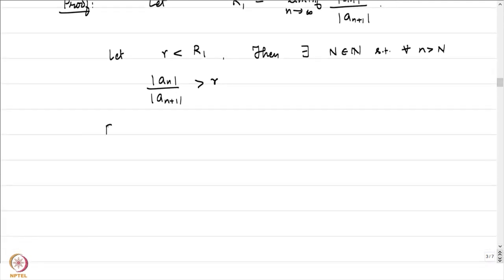Let us see now what happens for z in the disk D(z_0, r). We will show that for z in D(z_0, r), the power series necessarily converges. To do that, let us consider |a_n (z minus z_0)^n|, where n is greater than capital N, this capital N here above. Suppose we have z in D(z_0, r). Let us consider a_{n+1} and see what happens: |a_{n+1} (z minus z_0)^{n+1}|.